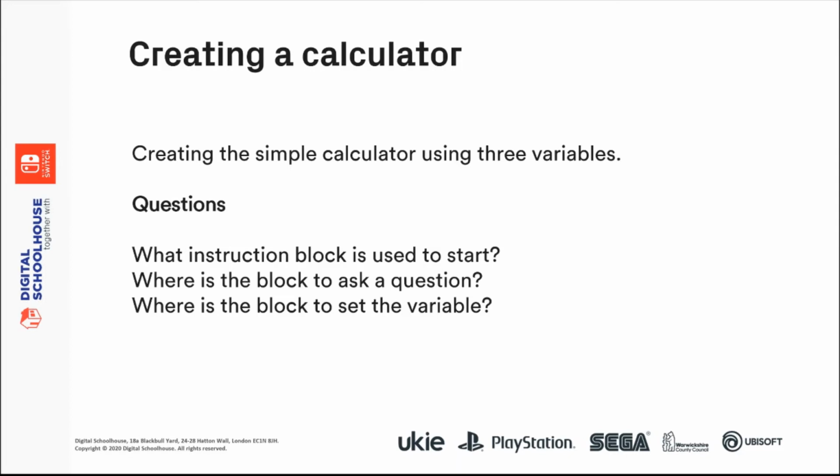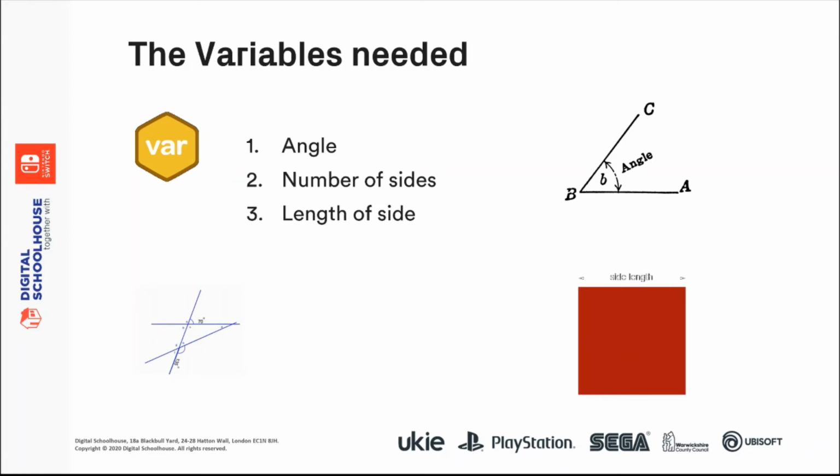So the questions I want you to ask yourself are, what instruction block is used to start? Where is the block to ask a question? And where is the block to set a variable? So what instruction block is used to start? Well, we know that. We use the green flag, don't we? The block to ask a question is in the sensing section, and the block to set a variable is in the variable section. And I'll show you where to find that in just a moment. The variables that you're going to need are these 3.